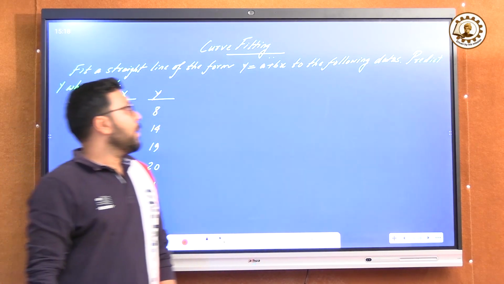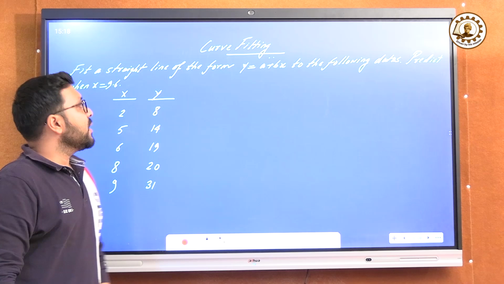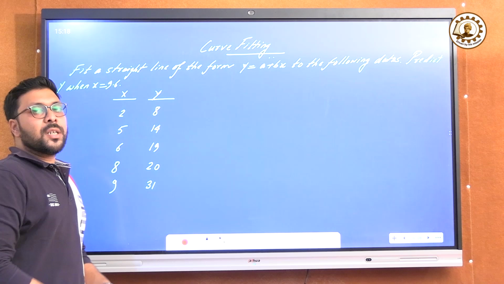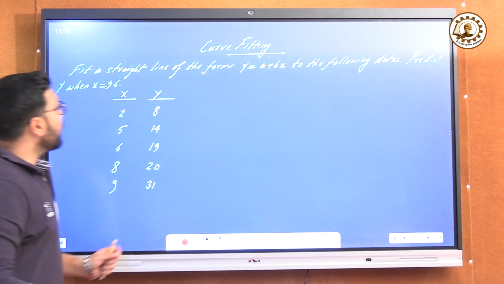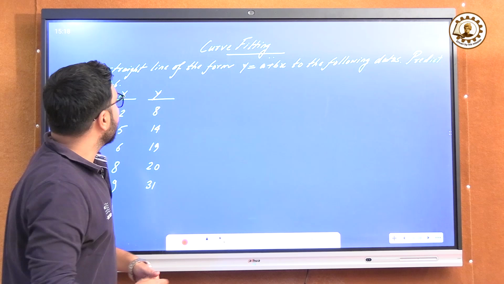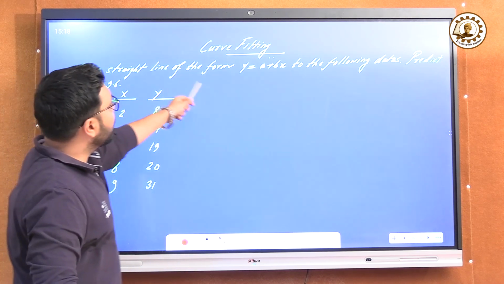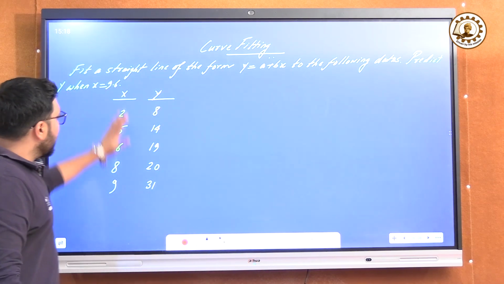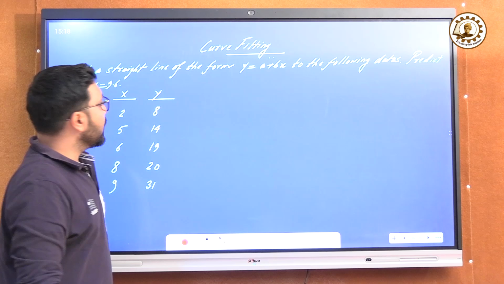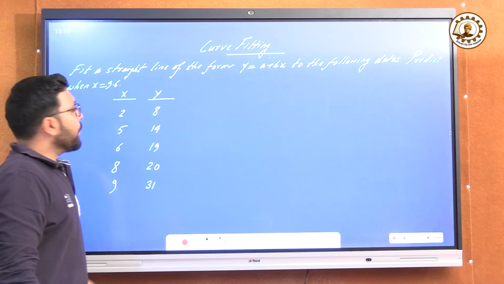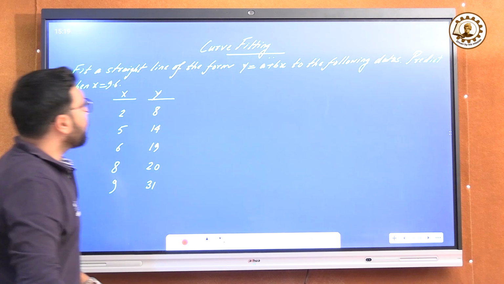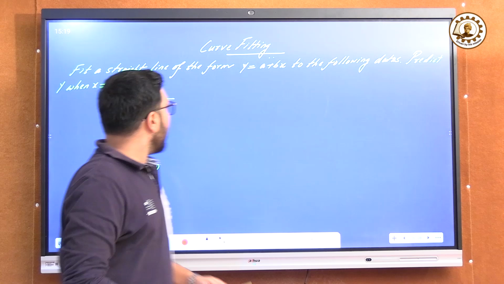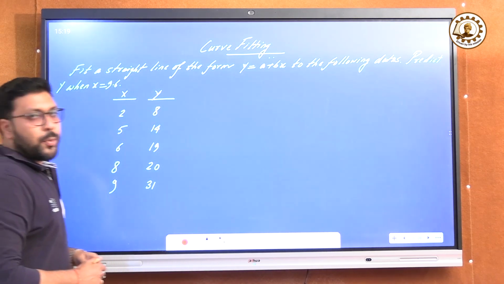Hello everyone. Today we are going to discuss a topic which is curve fitting. Basically, in this question, I have taken one question from straight line trend. Fit a straight line of the form y equals a plus bx to the following data. This is the set of independent variables and this is the values of the dependent variables. Here we are supposed to predict the value of y when x equals 9.6.